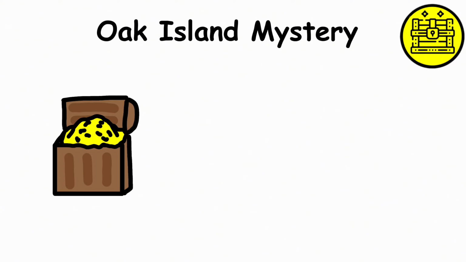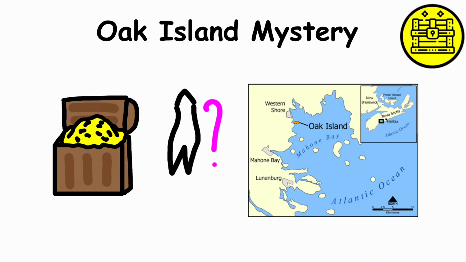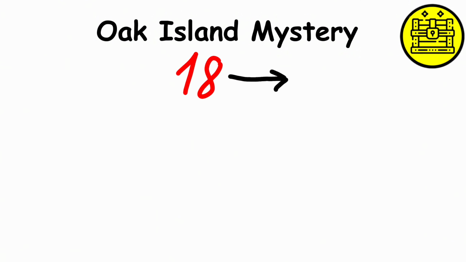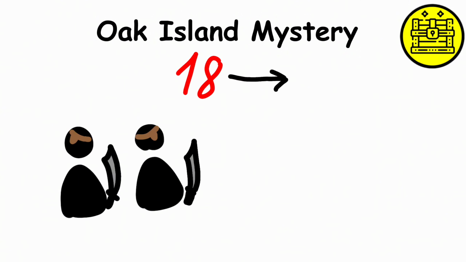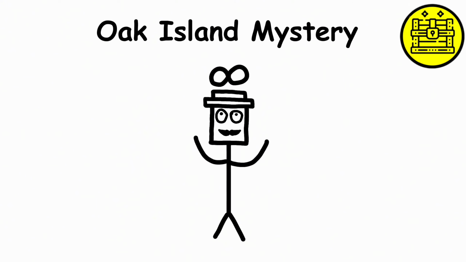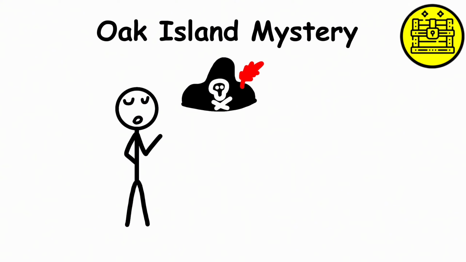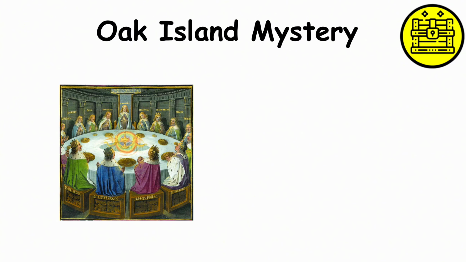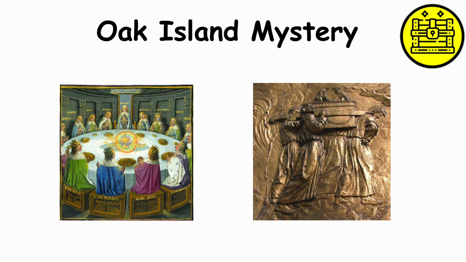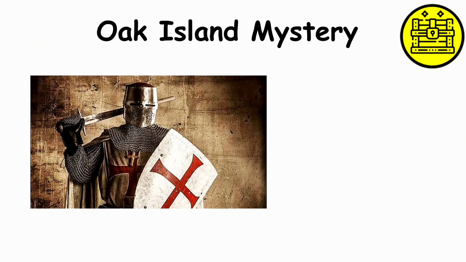It's a series of stories and legends about buried treasure and mysterious artifacts discovered on or near Oak Island in Nova Scotia. Since the 18th century, treasure hunters have been on a mission to uncover its secrets. The possibilities are endless. Some believe it might be pirate treasure, Shakespearean manuscripts, the Holy Grail, or even the Ark of the Covenant, which the Knights Templar are said to have buried there.